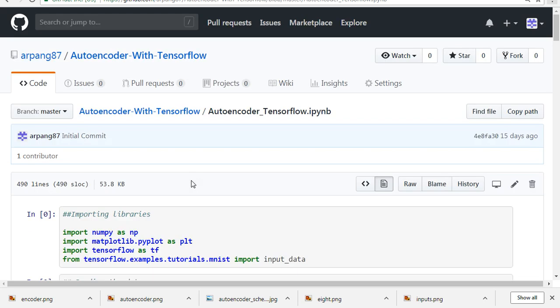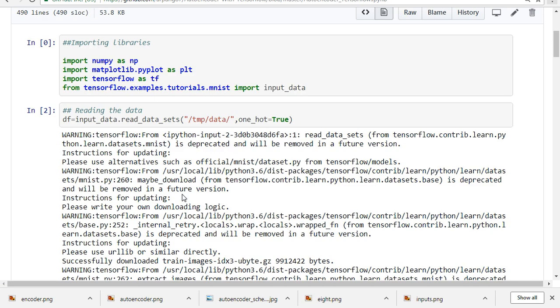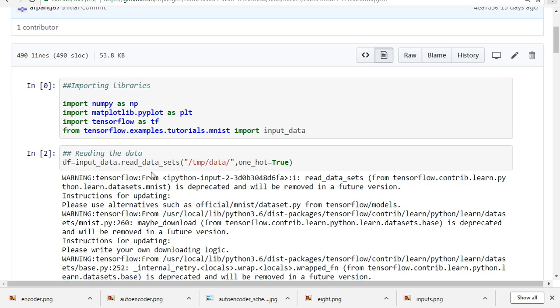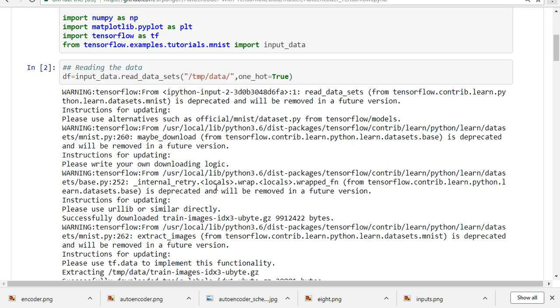So this is my GitHub profile, you can just see Arpan G87, and there you see the autoencoder with TensorFlow. What we are doing in this is importing the libraries which are required: TensorFlow, NumPy for the matrix multiplication, and matplotlib for plotting the images. We are reading the data from the TensorFlow examples, which is already available.